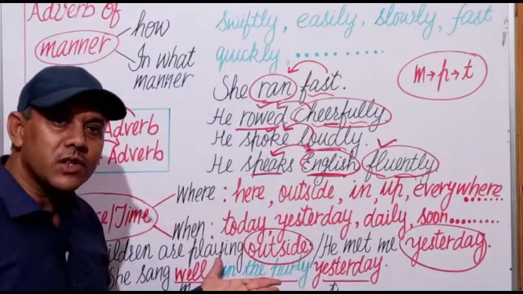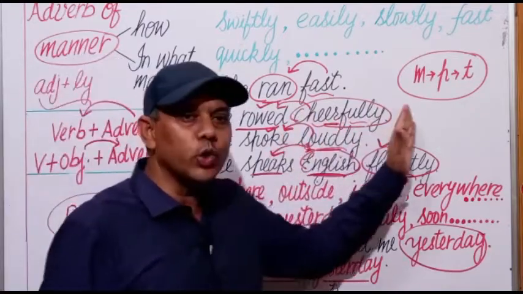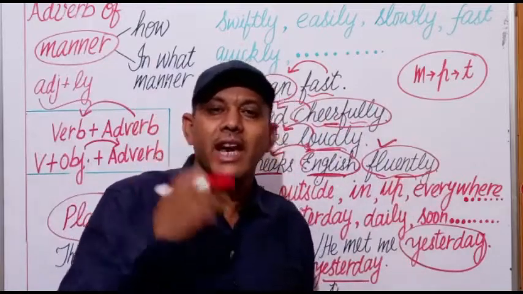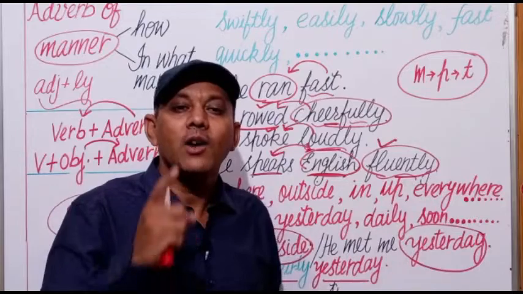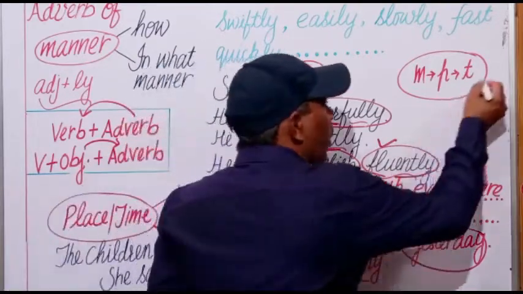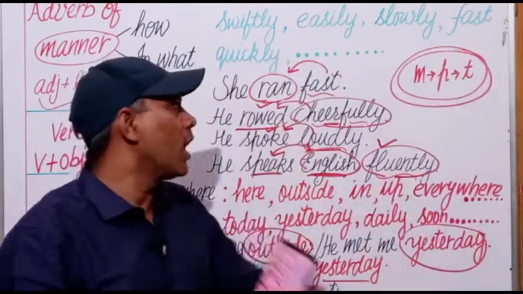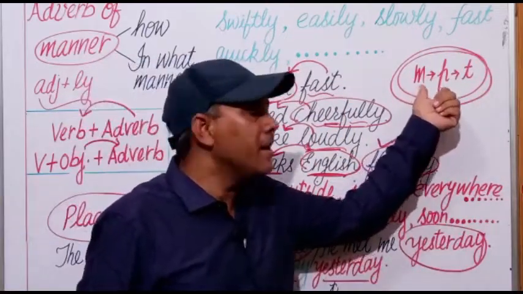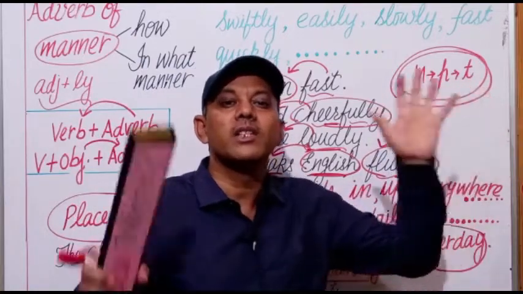Now, let us take one more thing. If we have to use all of these three types of adverbs in a single sentence, then how shall we use them? It is very simple. Remember this formula, MPT. Adverb of manner, adverb of place, and then use adverb of time.